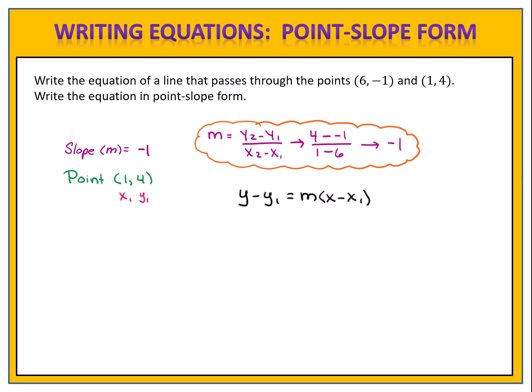We substitute the values in. y minus y1 is 4, equals m, -1, times, in parentheses, x minus 1. I do have a -1 in front of the parentheses, and in mathematics, if I have a -1, I can write that simply as a negative. So in this case, my equation in point-slope form will be y minus 4 equals negative, in parentheses, x minus 1.